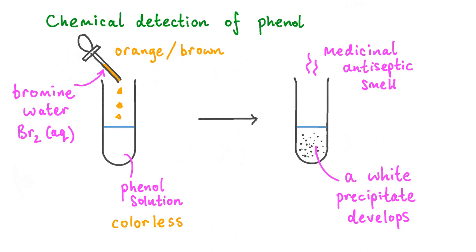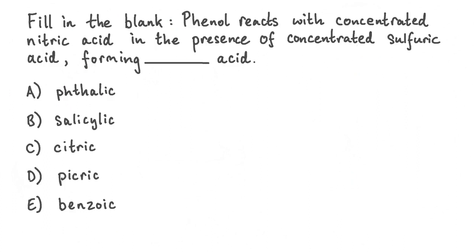Now it's time to look at a question to test our understanding of the reactions of phenol. Fill in the blank. Phenol reacts with concentrated nitric acid in the presence of concentrated sulfuric acid, forming blank acid. A. Phthalic. B. Salicylic. C. Citric. D. Picric. E. Benzoic.